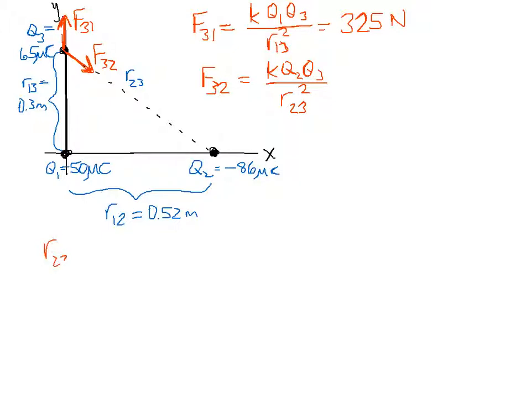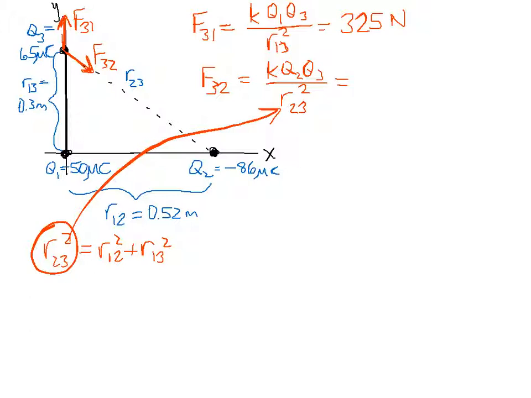We know that R23 squared, which is the hypotenuse, is equal to R12 squared plus R13 squared. That is the Pythagorean theorem before you take the square root. So since we're looking for the R23 squared, we can plug that in directly right here.